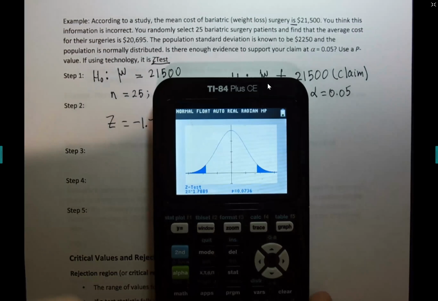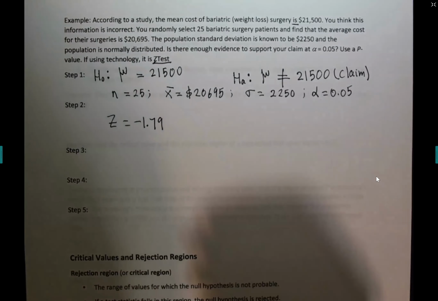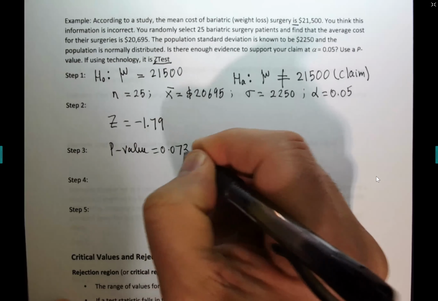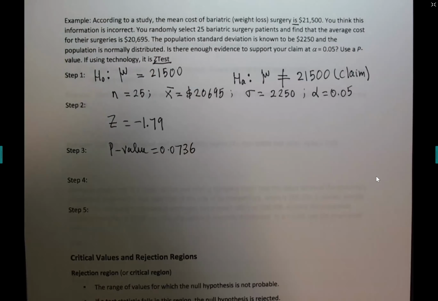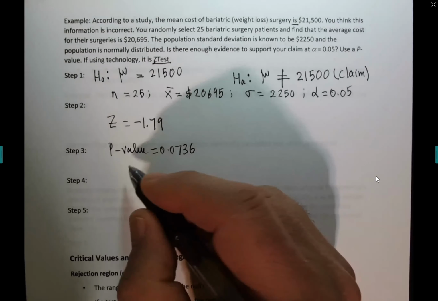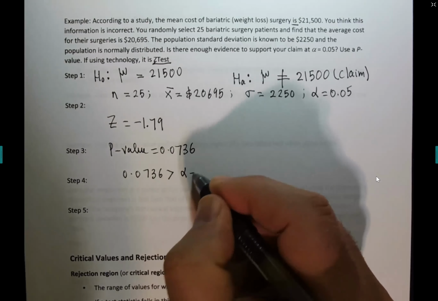And the p-value, read it carefully, guys. It's given to 4 decimal places, so that's nice. 0.0736. Okay. Step number 4. Bring alpha down to the plane now. Do you guys agree with me that 0.0736 is bigger than alpha, which is 0.05?